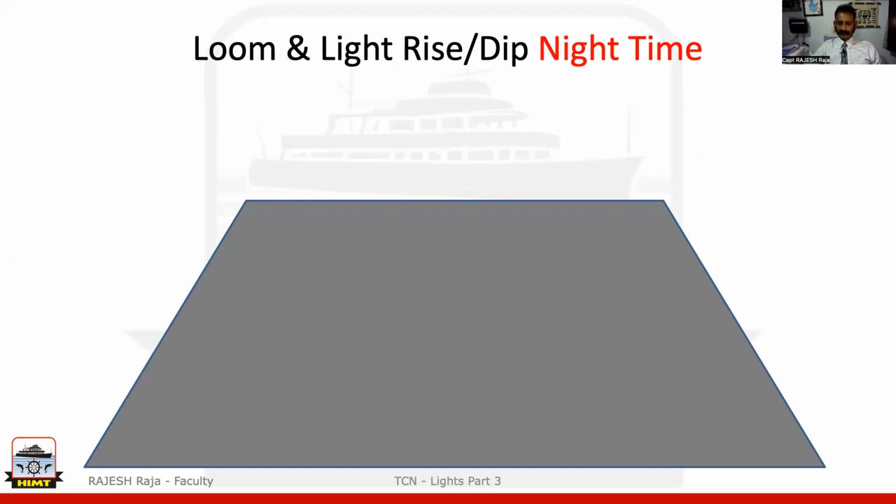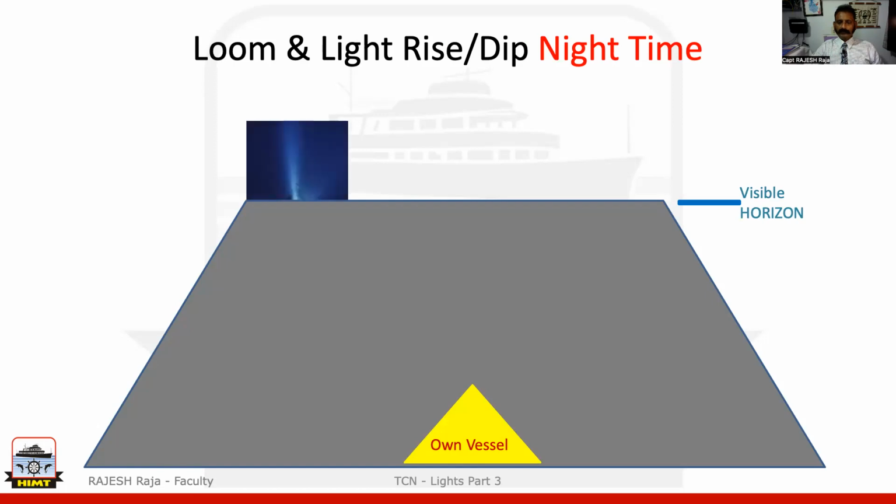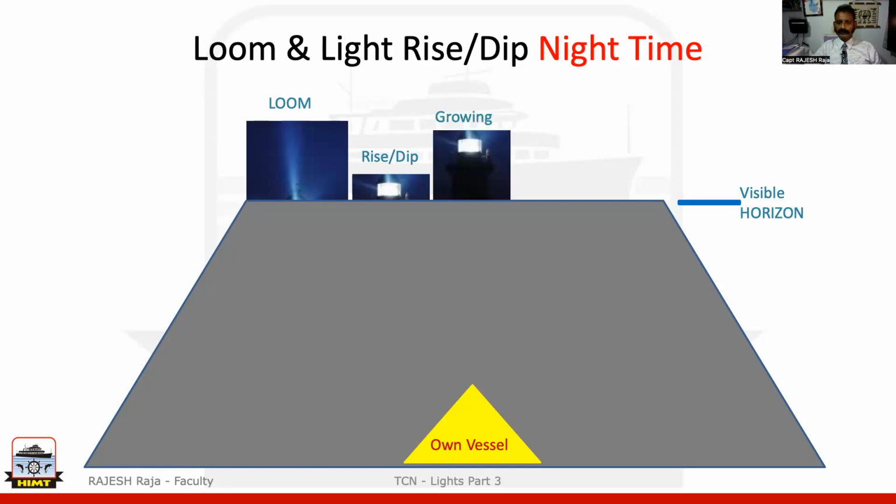So presently I'm looking at night time. If your vessel was seen like this, and this was your calculated visible horizon, which includes the height of both you and the object also, the first thing you see in your horizon is basically the loom. The next step will be the rise and dip of the actual light. Then as and when you keep moving closer, you will see that the light is growing, and you might see the full height of the light.